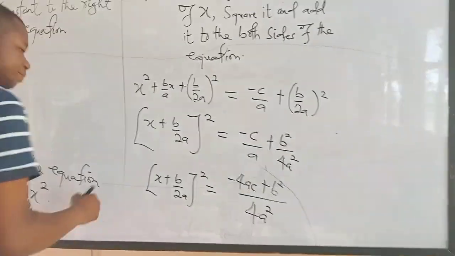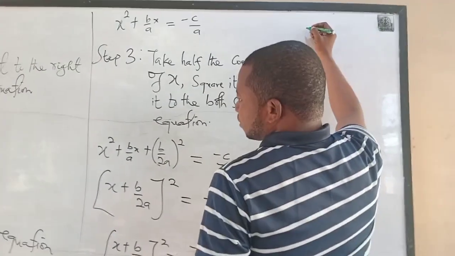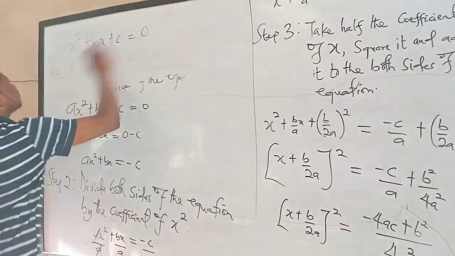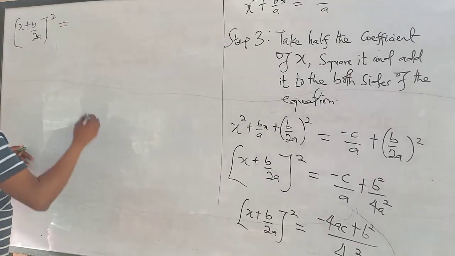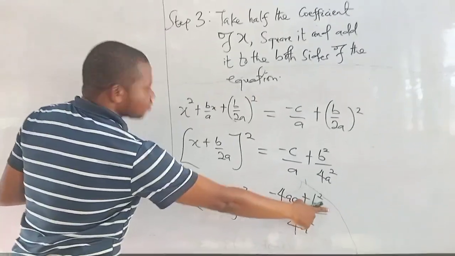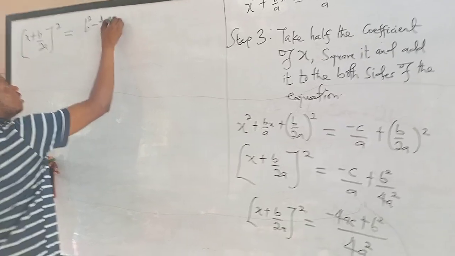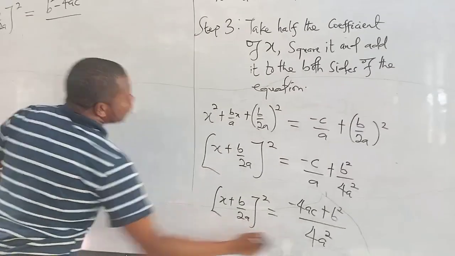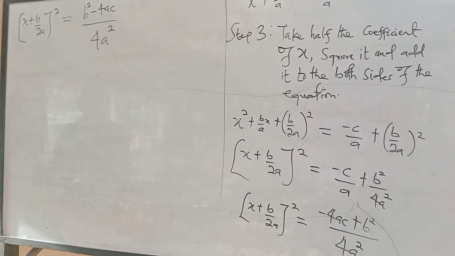Okay? B squared. Now, having gotten that, let me clean this side. Squared is equal to minus 4ac plus b squared. The b squared is positive, so I'll bring it first, which is b squared minus 4ac. Still the same thing, b squared minus 4ac all over 4a squared.